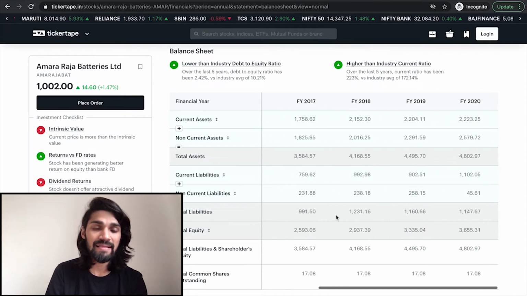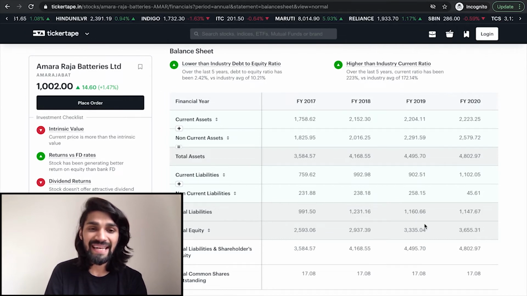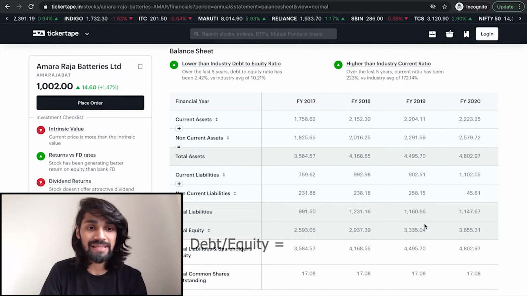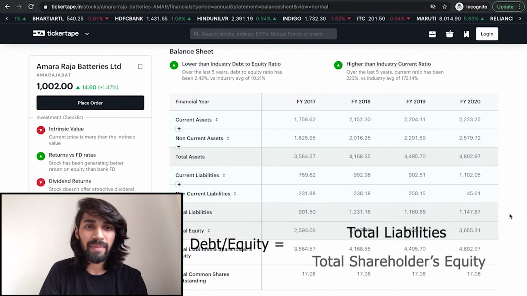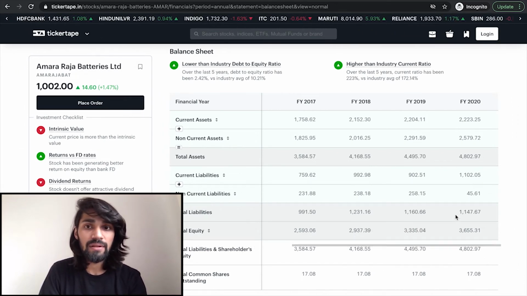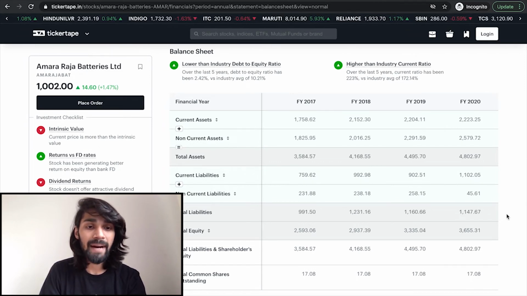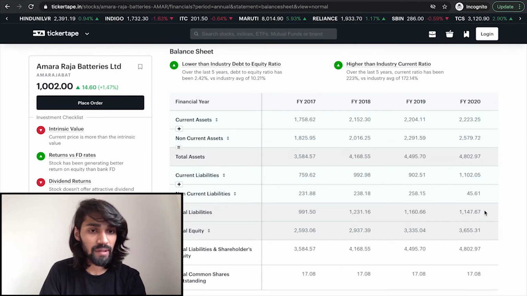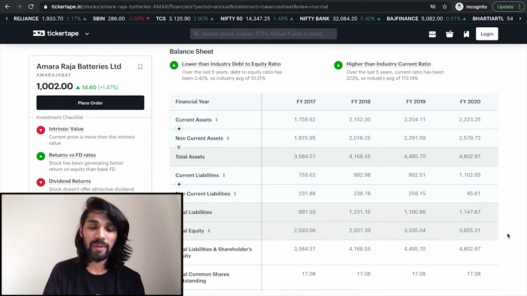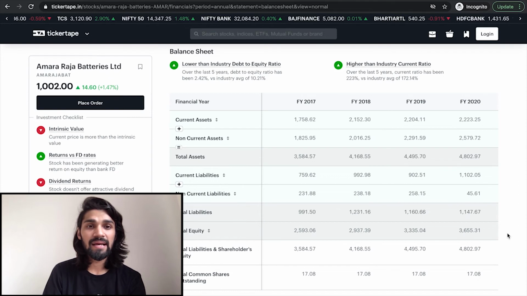After you have analyzed the assets and the liabilities, the other thing that you need to see is a ratio called the debt to equity ratio, and this is a very important concept. Debt to equity ratio is equal to total liabilities divided by total shareholders' equity. So for example, for the year 2020, the debt to equity ratio would be 1147.67 by 3655.31. And make sure the liabilities are very low and the equity is always going higher in a debt to equity ratio. And the other ratio that you look into is the current ratio.